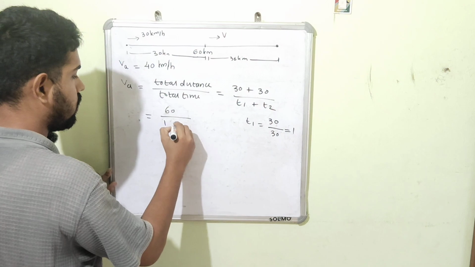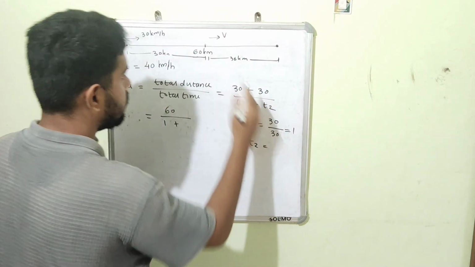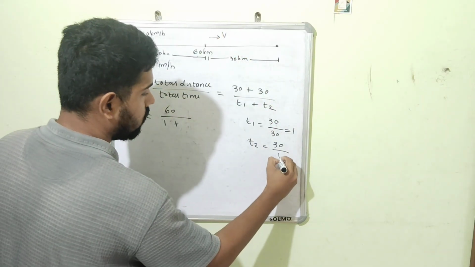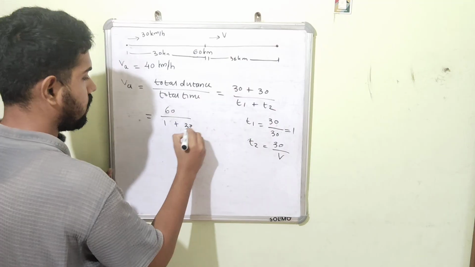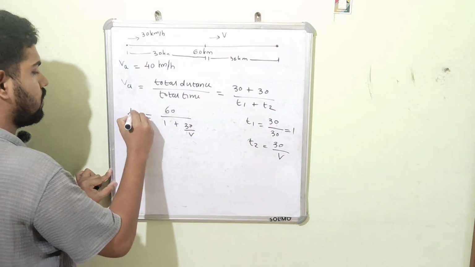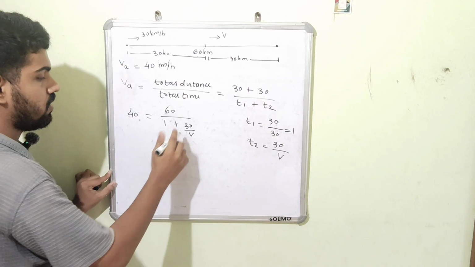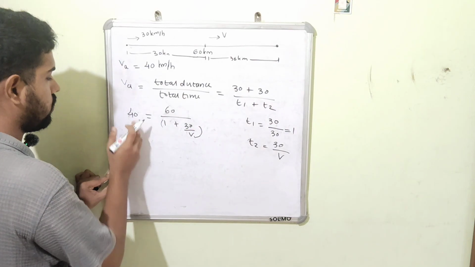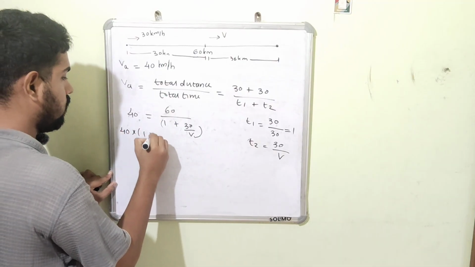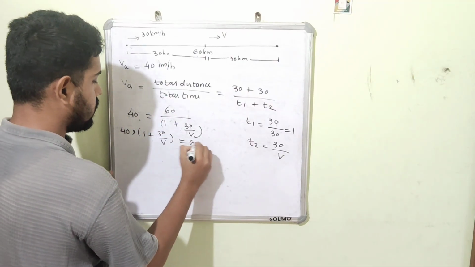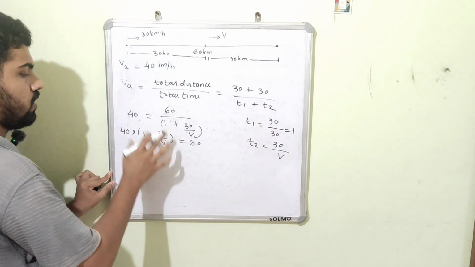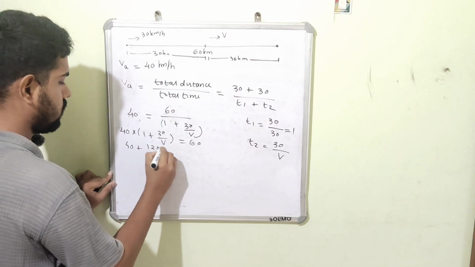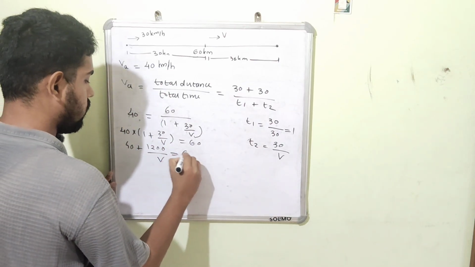1 plus what is t2? In the next half again the distance is 30 km, but the speed is v, we don't know. So instead of t2 we have to substitute 30 by v, and we know this value, that is 40 km per hour. We have to solve this equation in order to get this v. Okay, for that I am taking this denominator to the left side. So 40 into 1 plus 30 by v equal to 60. Then I am multiplying this 40 into the bracket, so we get 40 into 1, 40, then 40 into 30, that is 1200 by v equal to 60.